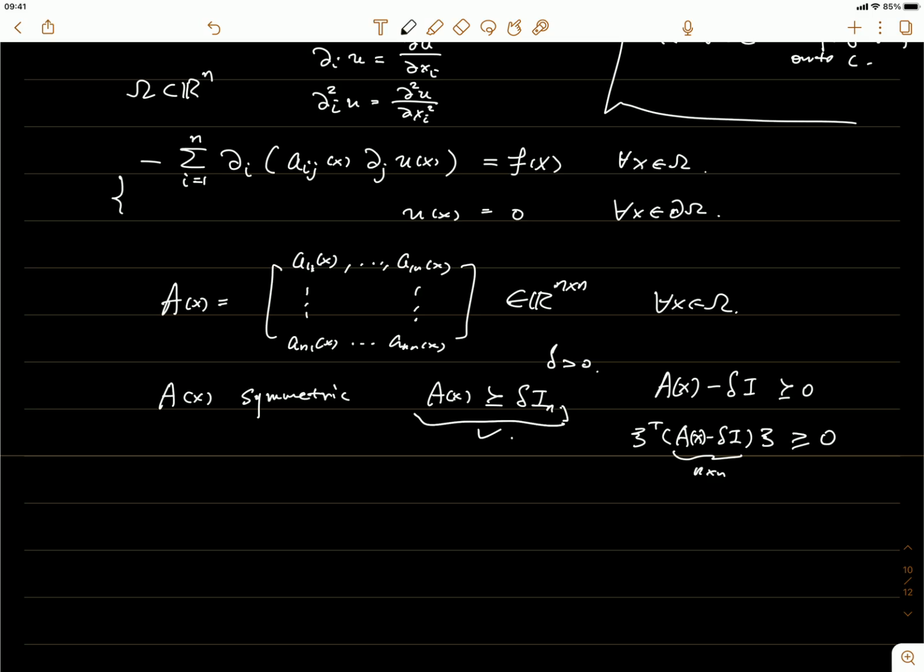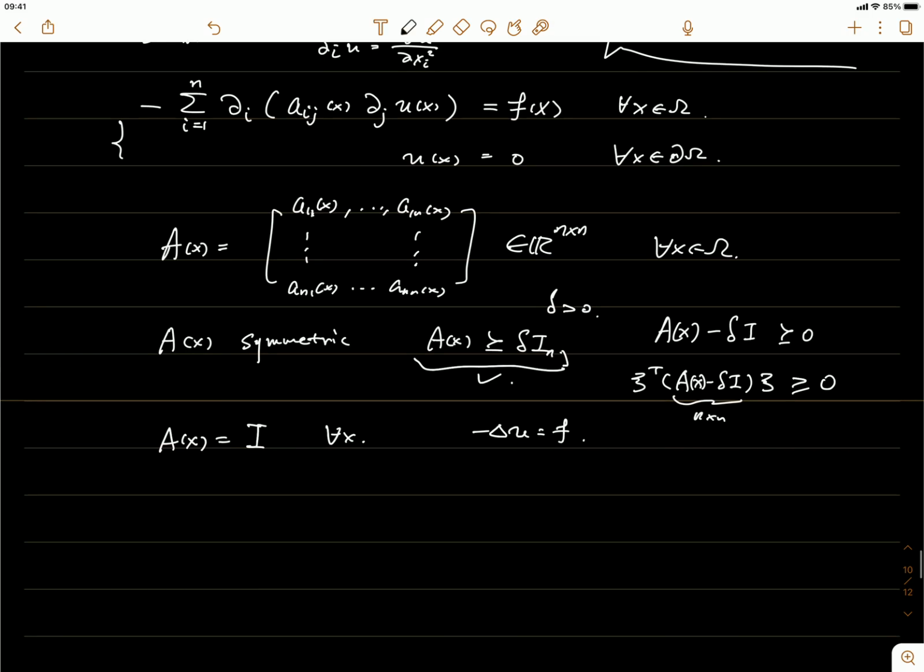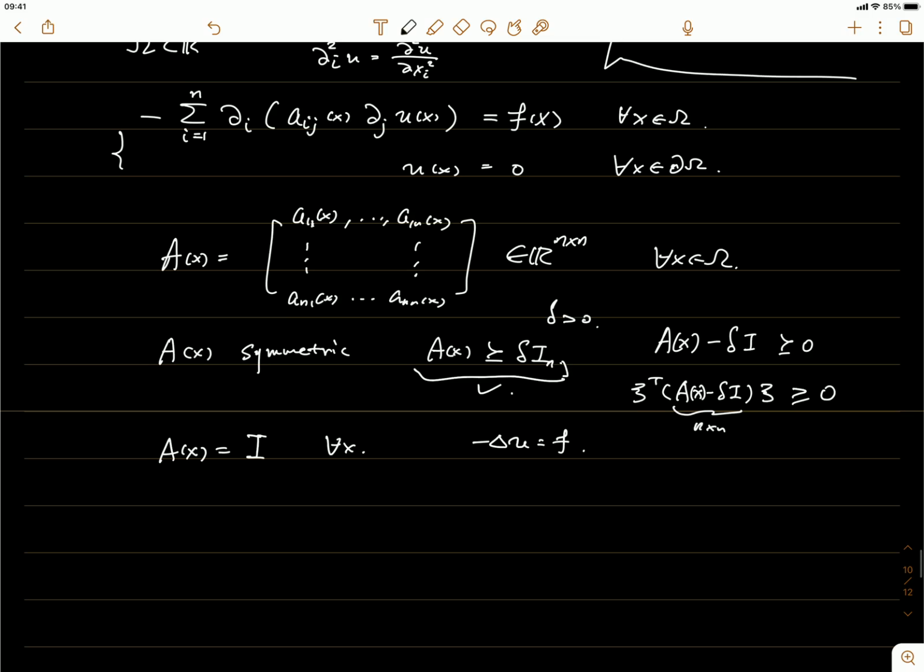When I say this is a generalization of the Poisson equation, it's because when this a(x) is just the identity matrix for any x, then this reduces to just the Poisson equation. You can easily verify that. But this is more general. And for this type of PDE, we can also show the existence and uniqueness of a solution. And why is that? Well, we are going to follow a similar strategy as before, but since we have this A involved, it's a little bit more complicated.